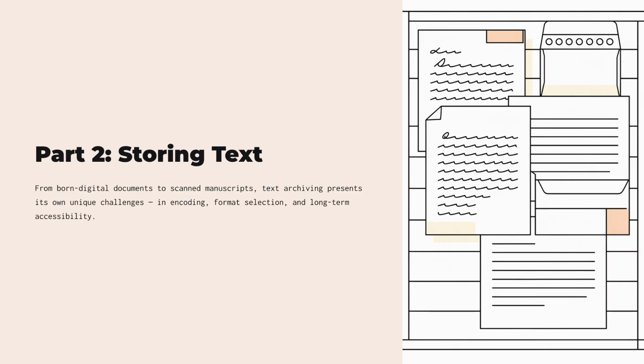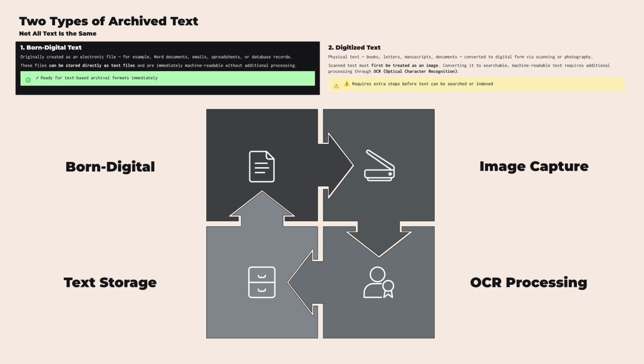Text in a digital archive falls into two fundamentally different categories, and confusing them will cause you real problems. The first is born digital text: documents that originated as electronic files, Word documents, emails, spreadsheets, PDFs, created digitally. These can be stored, searched, and retrieved immediately as text files without any additional processing.